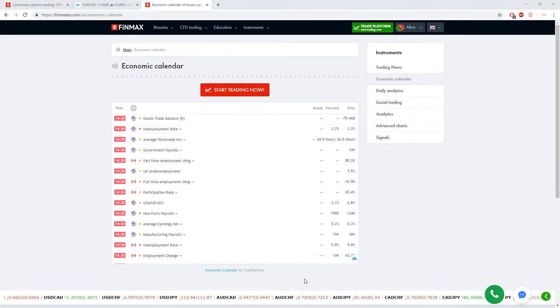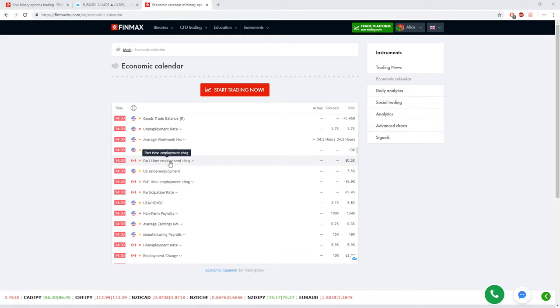Here you see the list of the upcoming events that are going to be published approximately at the same time. So first of all, the event that we are interested in is non-farm payroll, as I mentioned before. And it's going to affect the American dollar, and of course gold. Besides that, we have the report on the Canadian dollar.